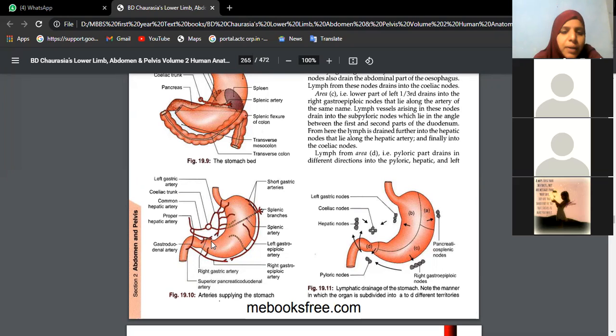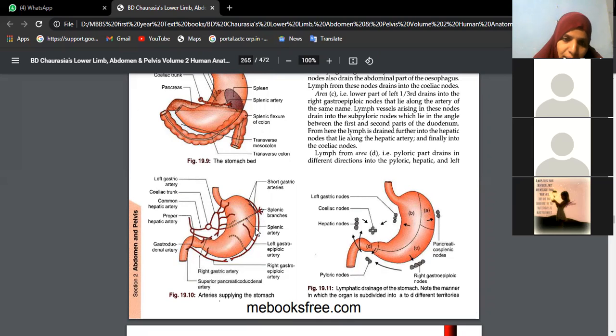Then the next artery which you are seeing is going behind the stomach. You call this the splenic artery. It follows the upper border of the pancreas, goes into the tail of pancreas, and enters the hilum of the spleen in the form of splenic branches. Then I told you we have gastroduodenal artery coming from proper hepatic artery. This gastroduodenal artery gives one branch called right gastroepiploic artery. The left gastroepiploic artery comes as a branch of splenic artery.